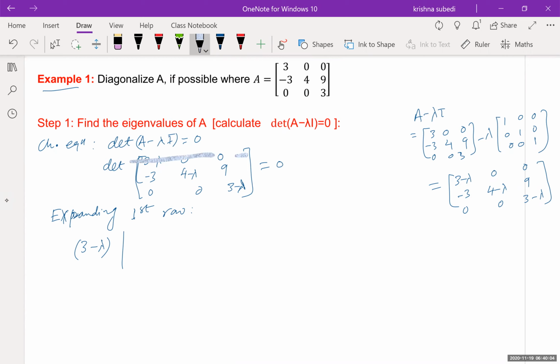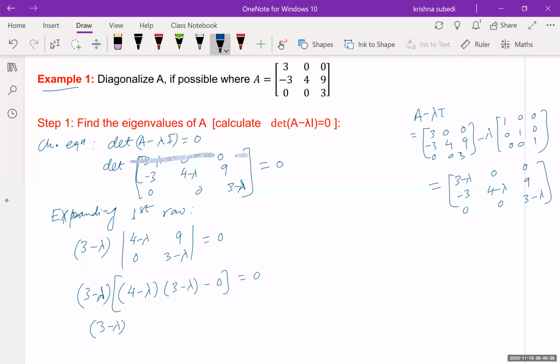So you're left with 4 minus lambda and 9, and 0 and 3 minus lambda equals 0. So 3 minus lambda, and then this will be 4 minus lambda times 3 minus lambda minus 0 equal to 0. Basically you got (3 minus lambda) squared times (4 minus lambda) equals 0, right?